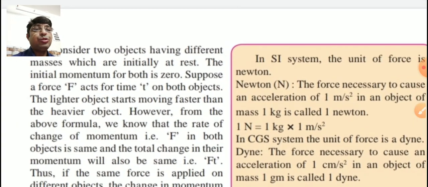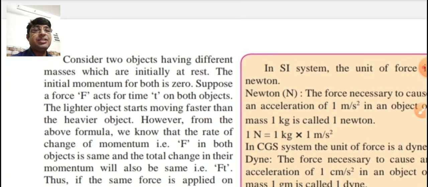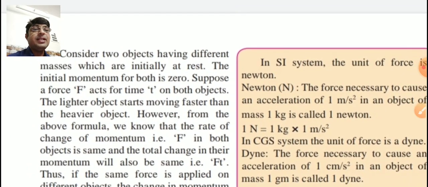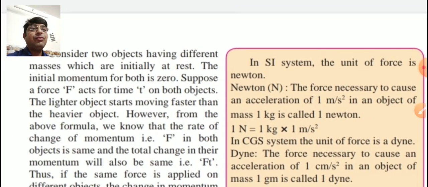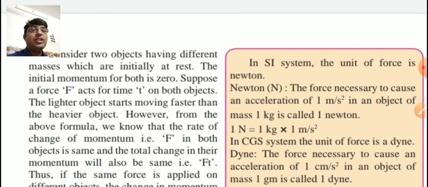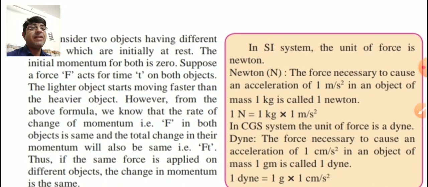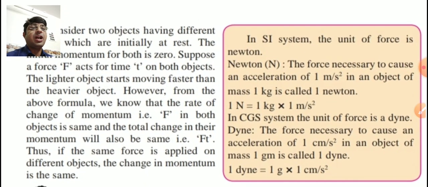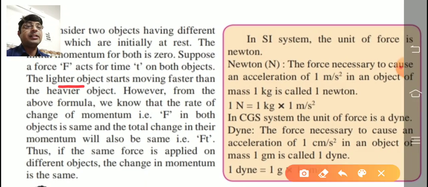Now consider two objects having different masses which are initially at rest. The initial momentum for both is 0. Suppose a force F acts for time t on both objects. The lighter object starts moving faster than the heavier object. The less the mass, the more velocity is produced in that object.